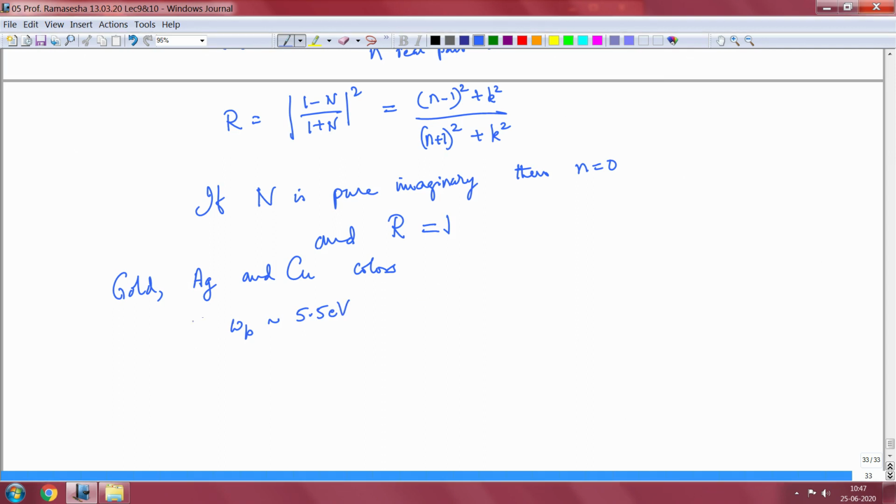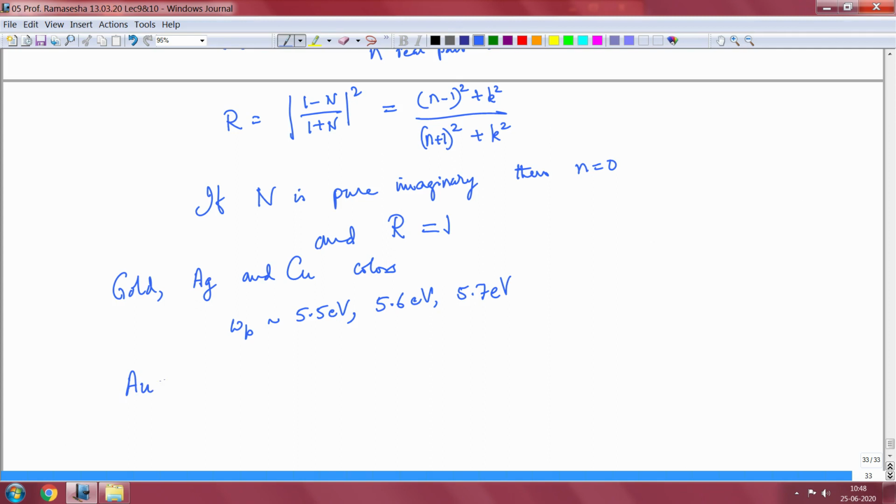and this is for gold. So omega p for gold, silver and copper goes as 5.5, 5.6 eV and 5.7 eV. So roughly a difference of about 0.1 electron volt in the plasma frequencies, and what it implies is the following, that is, most of the blue and green light is absorbed in the case of gold.